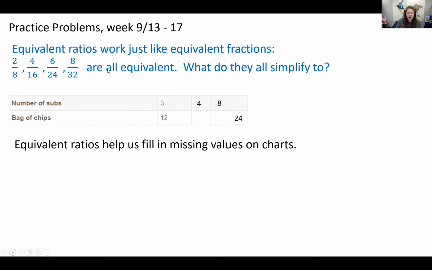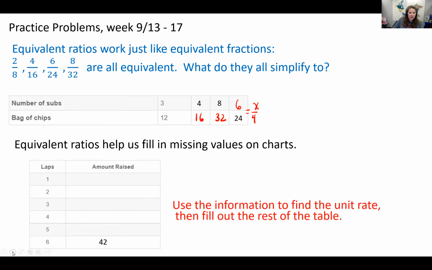All right, so we've already filled that out. This would be 16. This would be 32. And what would the top number be if the bottom number were 24? If I multiply 4 times 6, then I know this would be 6. All right. So let's see what else is coming up. See what the question is.